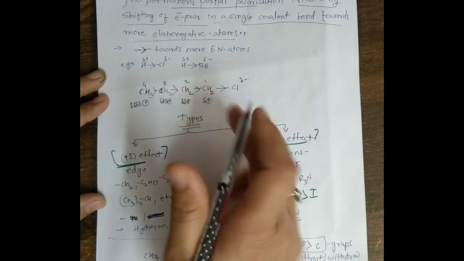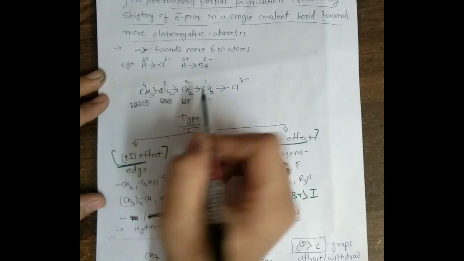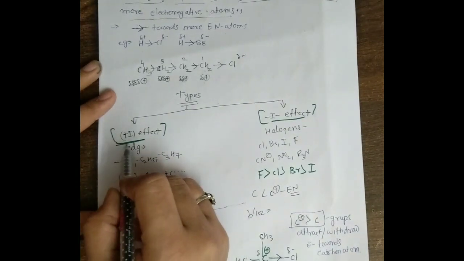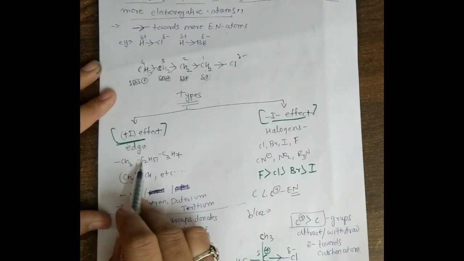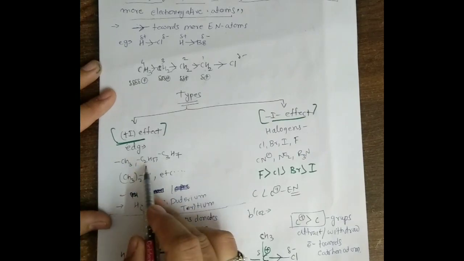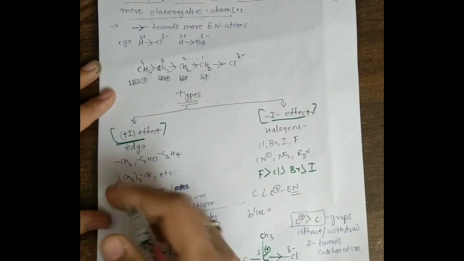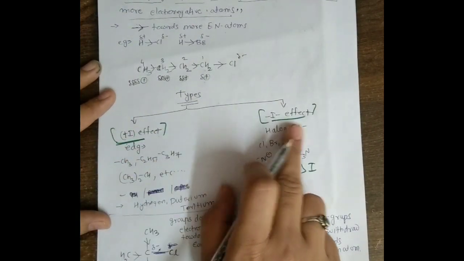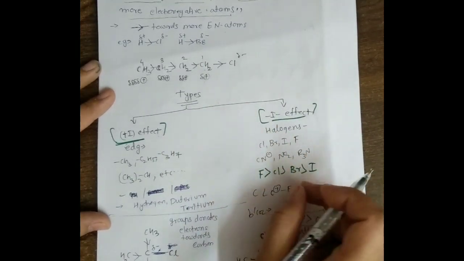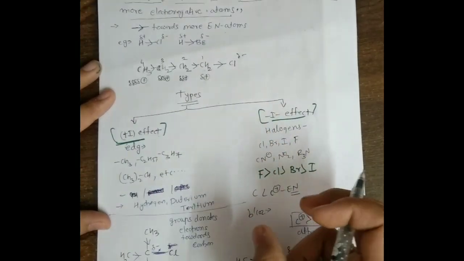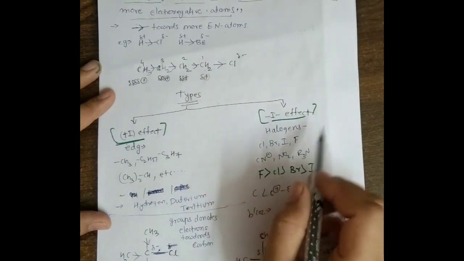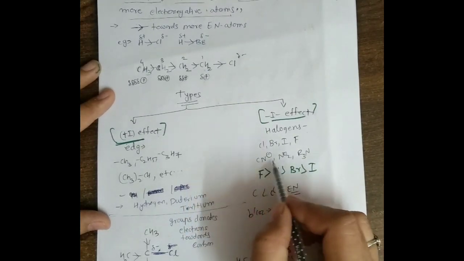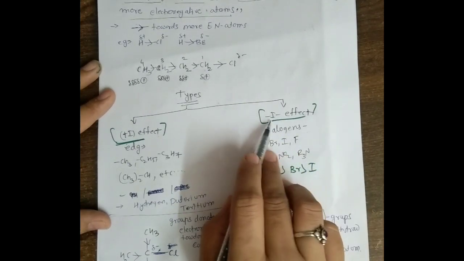Now the types of inductive effect are the plus I effect and the minus I effect. The positive inductive effect involves electron donating groups like CH3, like methyl, ethyl, propyl, butyl, all these groups which donate electrons. This is called the positive inductive effect. In the negative inductive effect, halogens are mostly included, which show electronegativity. So chlorine, bromine, iodine, fluorine, in which fluorine is more electronegative than chlorine, than bromine, than iodine, as well as cyanide, nitro group, and tertiary amine also show the negative inductive effect. Hydrogen isotopes also show the plus I effect.